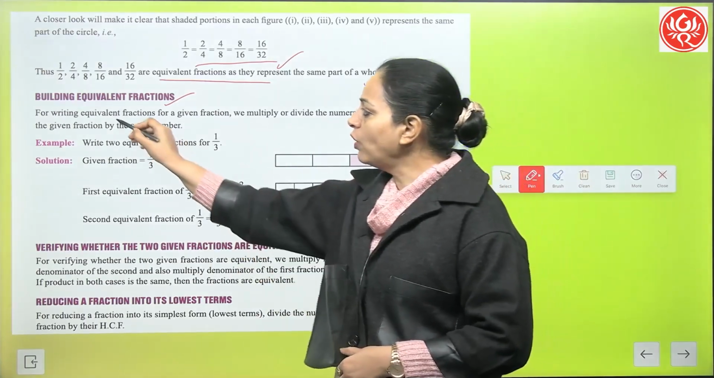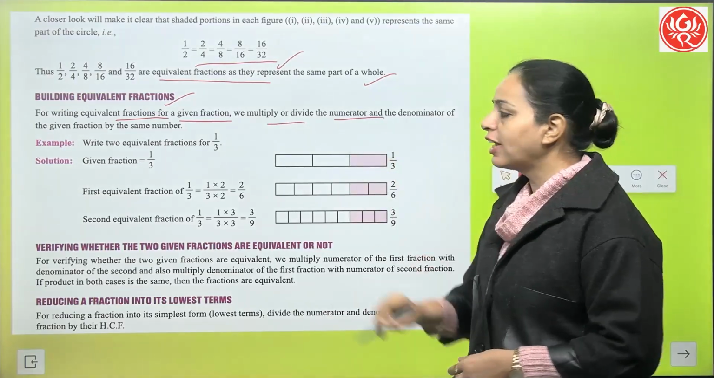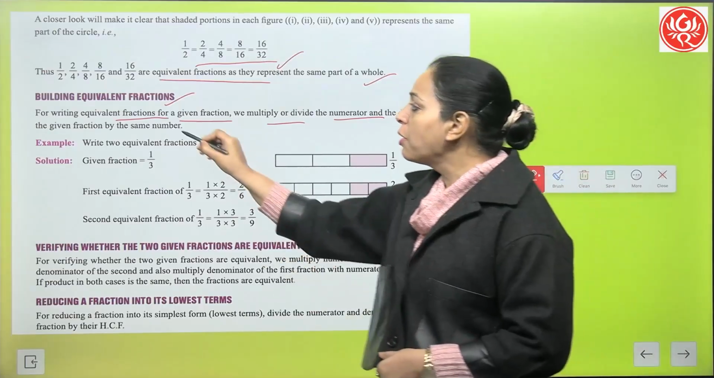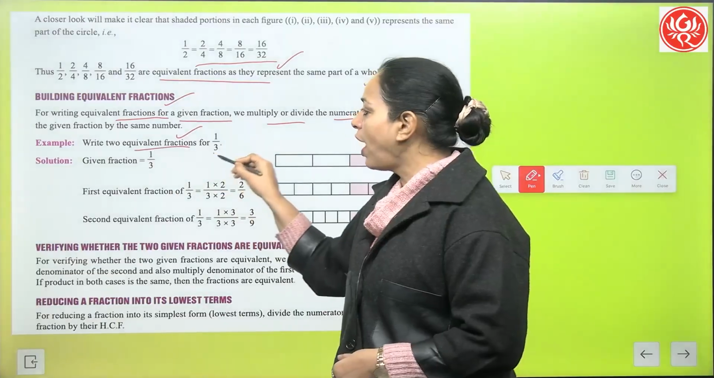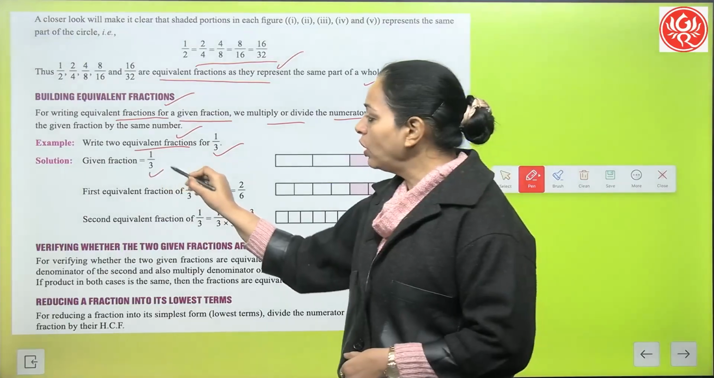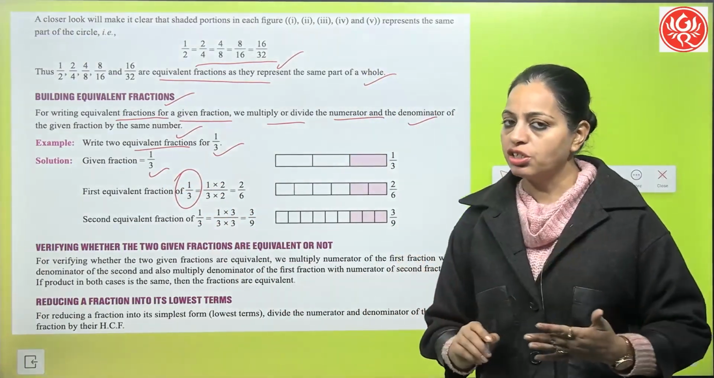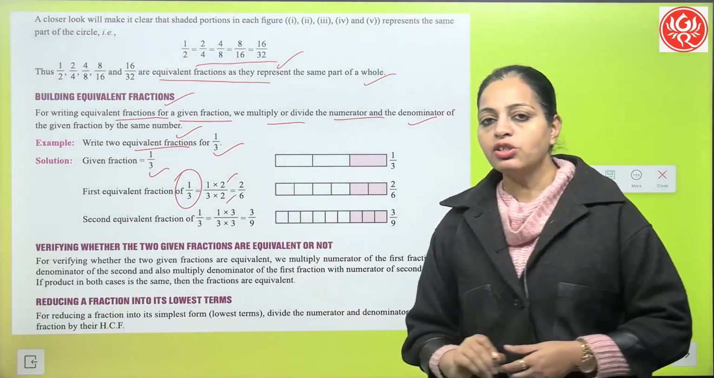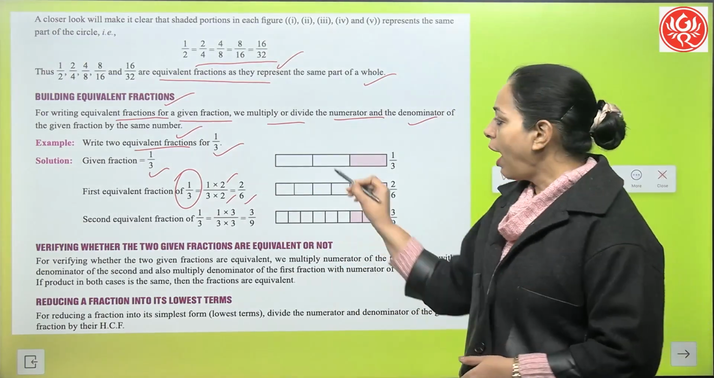For writing equivalent fractions for a given fraction, we multiply or divide the numerator and the denominator of the given fraction by the same number. Example, write two equivalent fractions for 1 upon 3. So what to do? 1 upon 3 है, हम क्या करेंगे, सेम नंबर से मल्टीप्लाई करेंगे न्यूमरेटर को भी और डिनोमिनेटर को भी. So we are choosing 2. So 1 into 2, 3 into 2, that is 2 by 6. Okay. आपके पास क्या था?